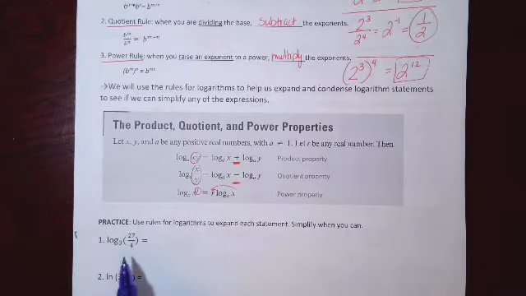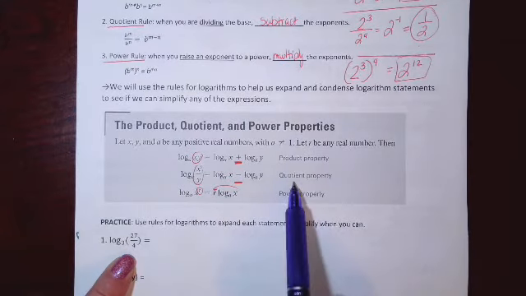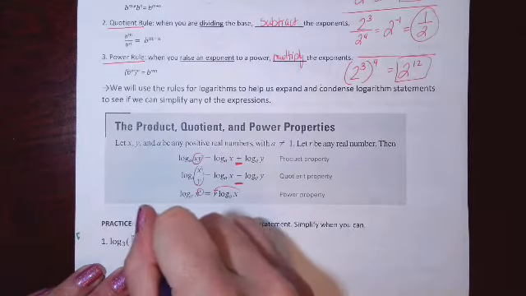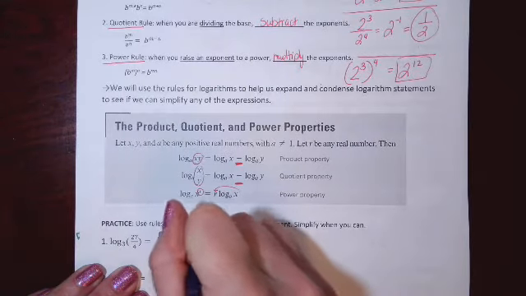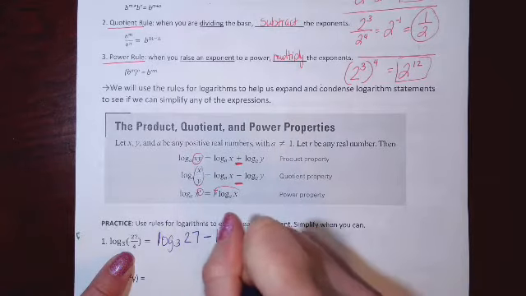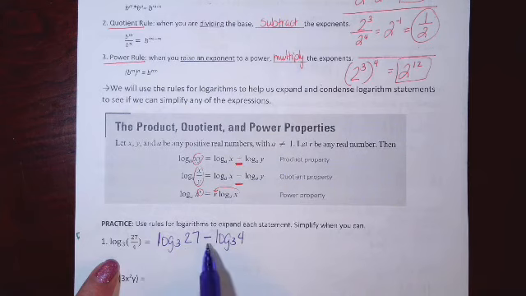Number 1, we have log base 3 of 27 over 4. So in my argument, I am dividing. Division, quotient property, pairs with subtraction. So I'm going to pull that apart and write it as two separate log statements, base 3, where I am subtracting whatever was in the denominator. So log base 3 of 27 minus log base 3 of 4.